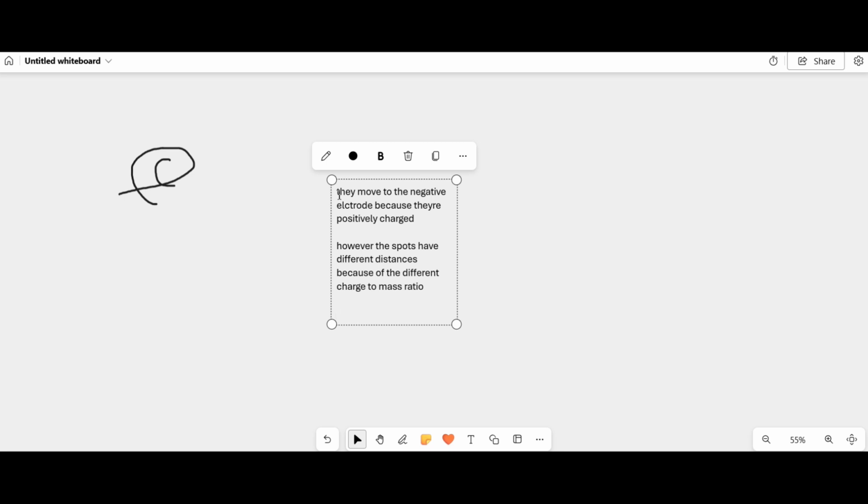And obviously, one spot has two amino acids. That's why he put three, and there's only two spots, because one spot has two amino acids, because obviously they have the same charge.